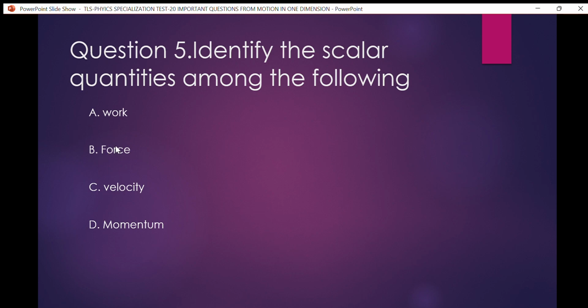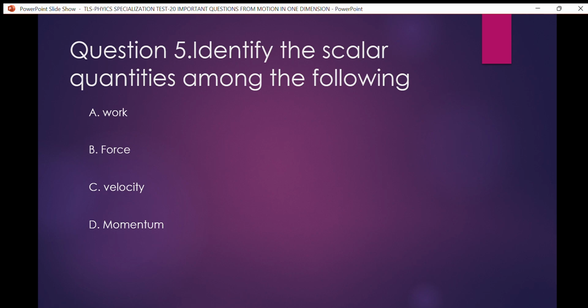Right, whenever we talk about force, you will come to know the direction in which the force is acting. Okay, force has magnitude and direction. And velocity, of course, is speed with direction, so it is also a directional quantity. And momentum is nothing but mass into velocity, again a directional quantity. So option B, option C, option D, all 3 answers are wrong.